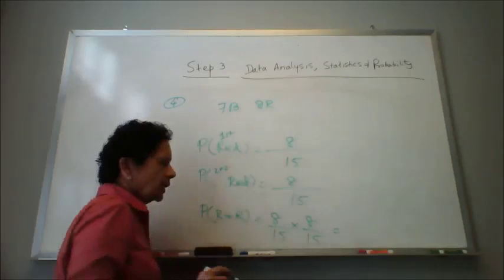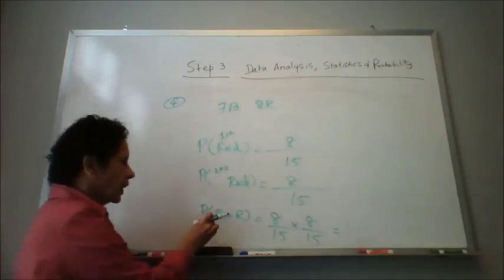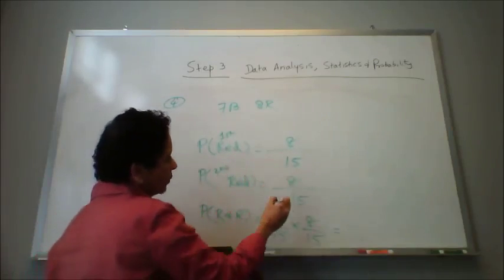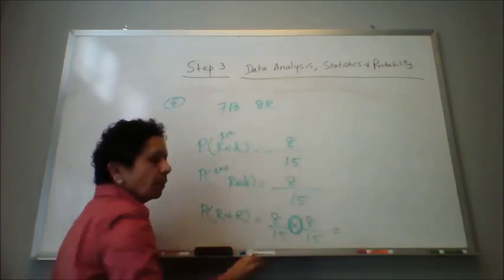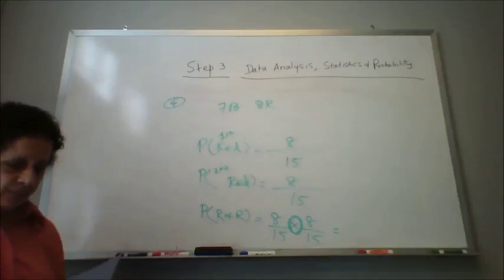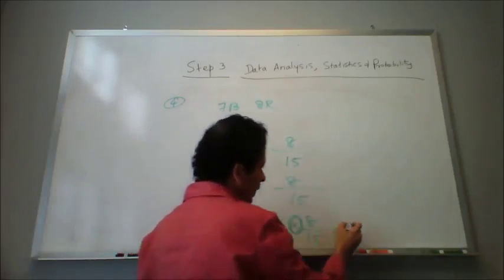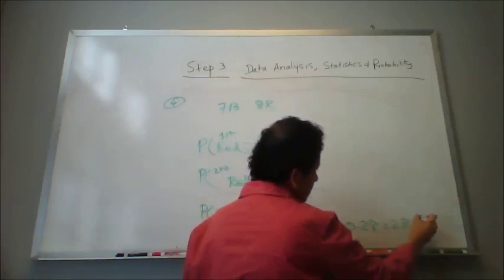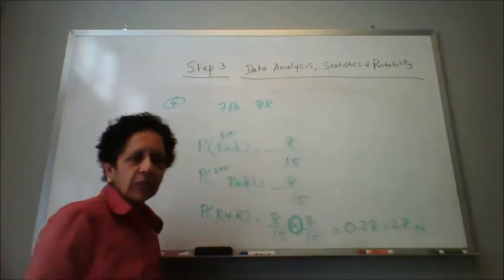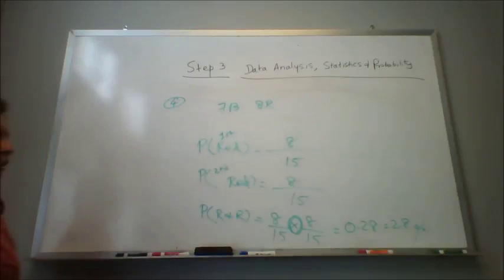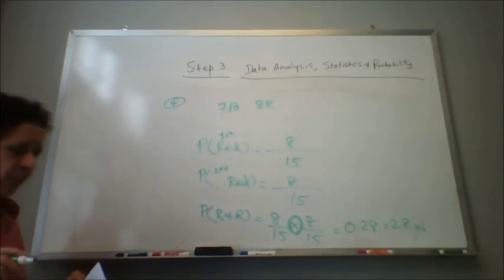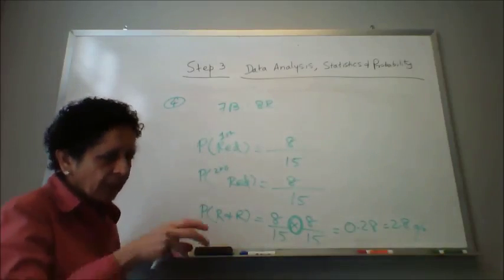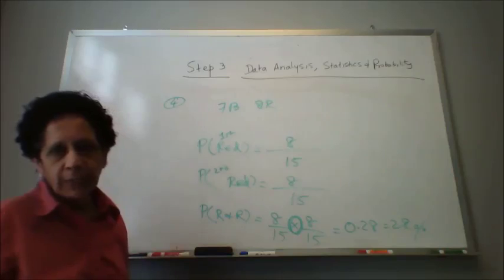So the probability that you get red in the first time and the red the second time, so whenever the key word is and, you need to multiply the two probabilities, okay? And that comes out to be 0.28, or you can say that it is 28%, okay? So whenever you are computing the probability of two independent events happening, then you just multiply the two probabilities, okay?